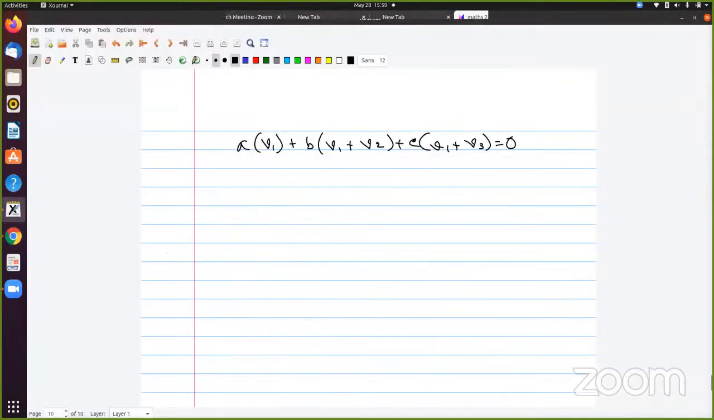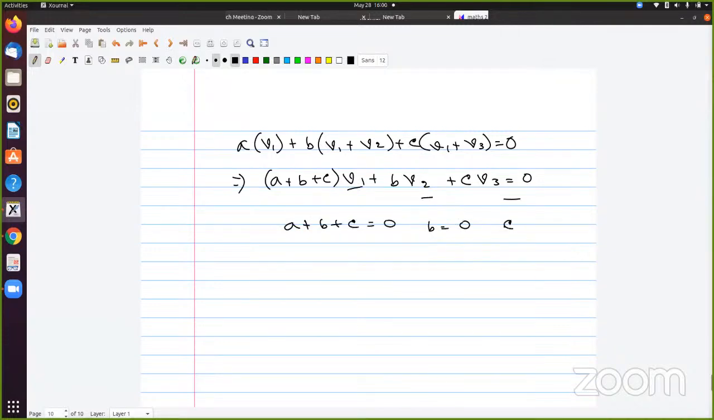V1 plus V3. So this is A plus B plus C into V1, B V2, C V3. Again, V1, V2, V3 are independent, so I am getting three equations which are 0. So A is 0.